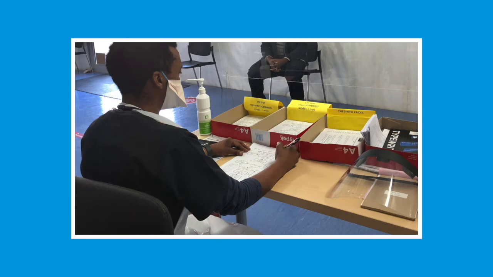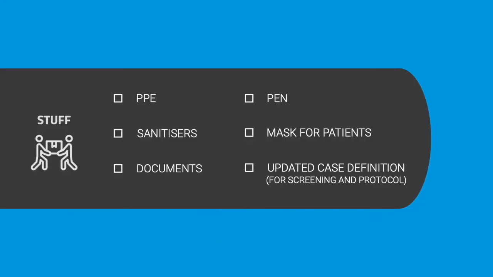When it comes to stuff, meaning the things that are needed: a desk, chair, and PPE for staff, hand sanitizer, or a facility for hand hygiene with soap and clean water. So that's one of the few things that we need to have.